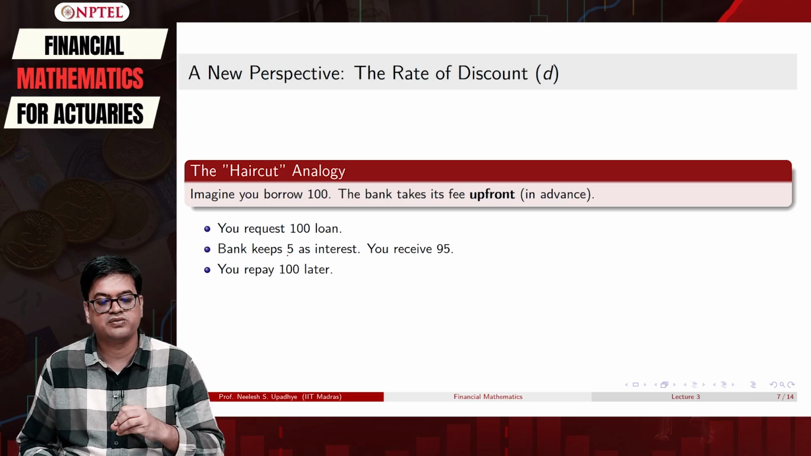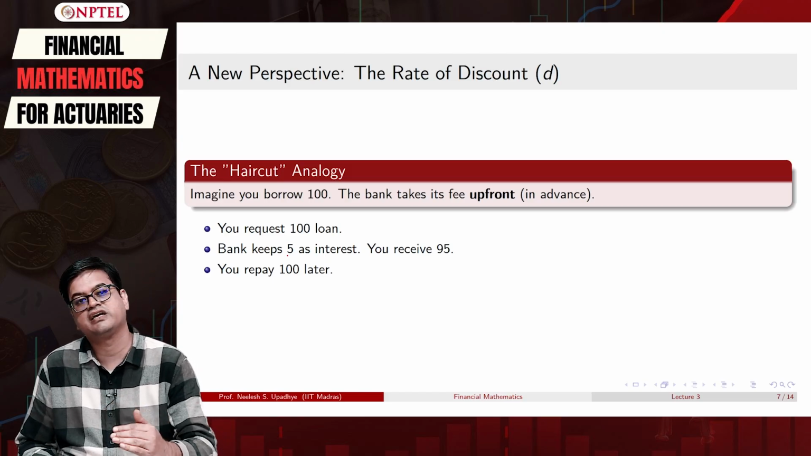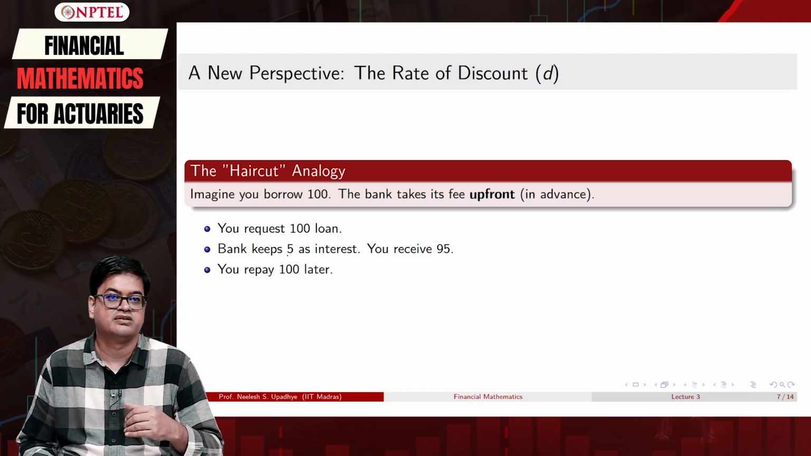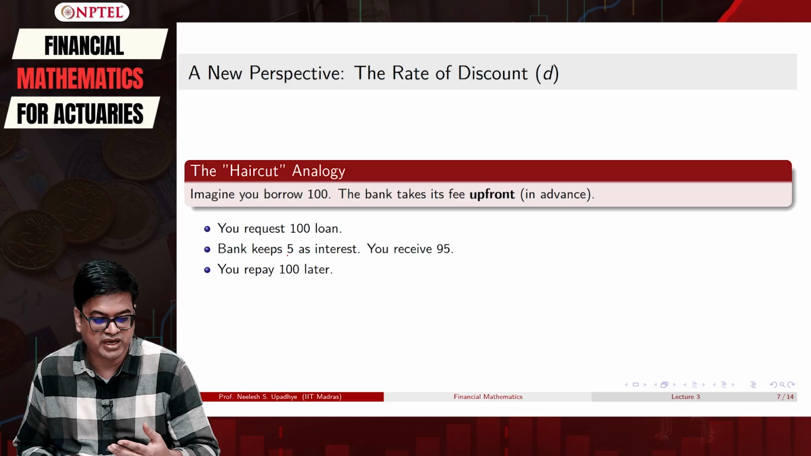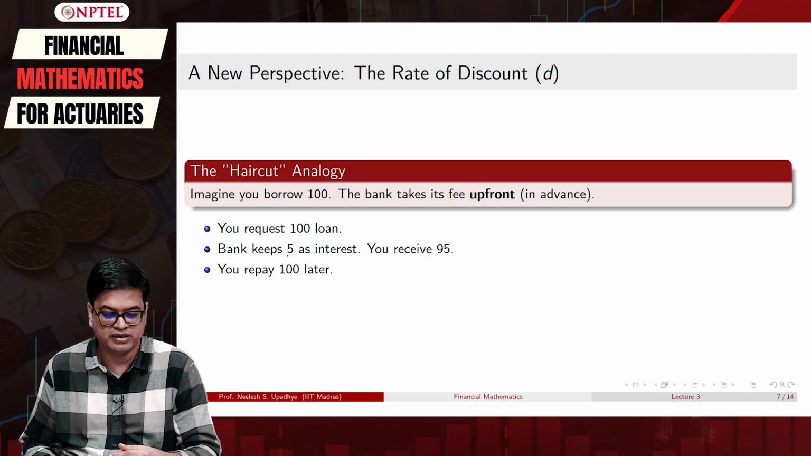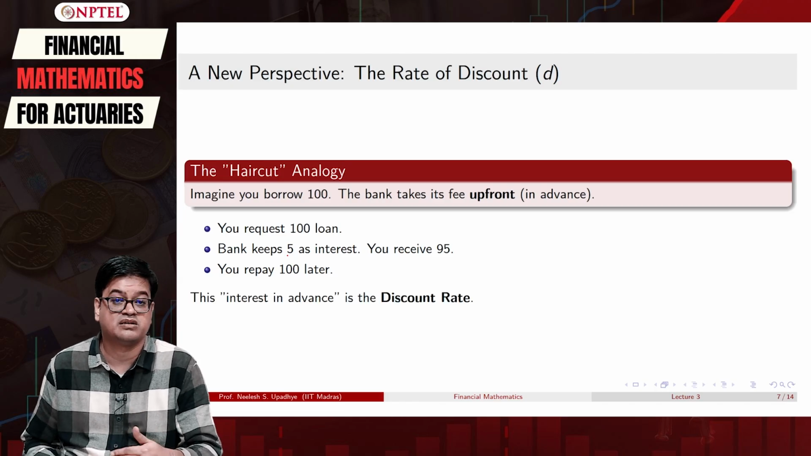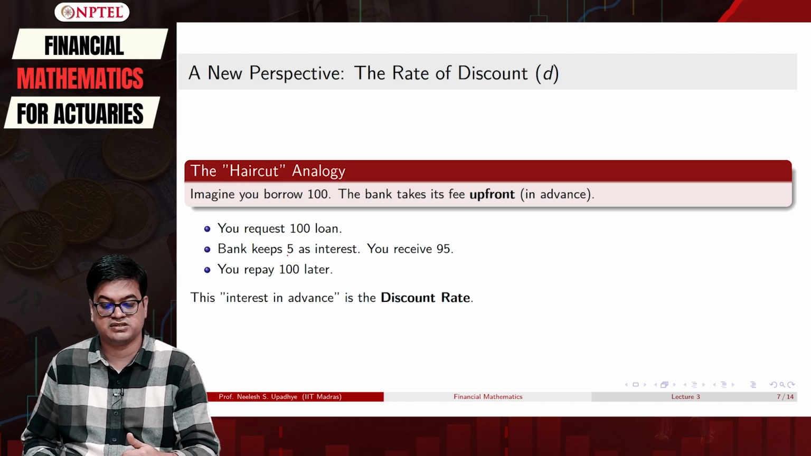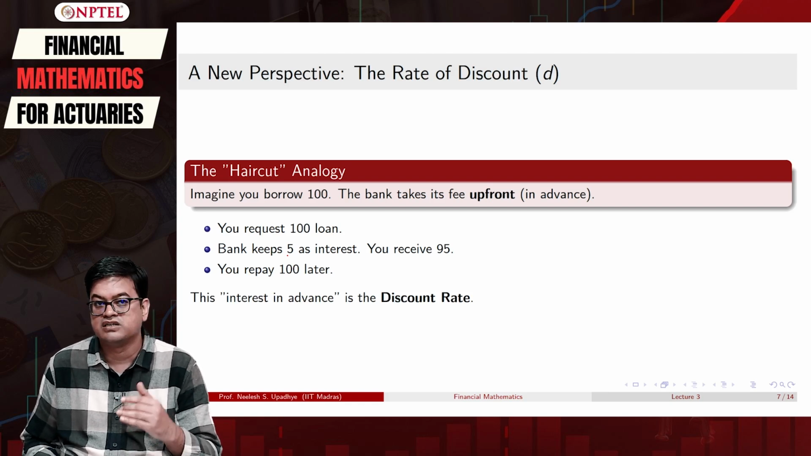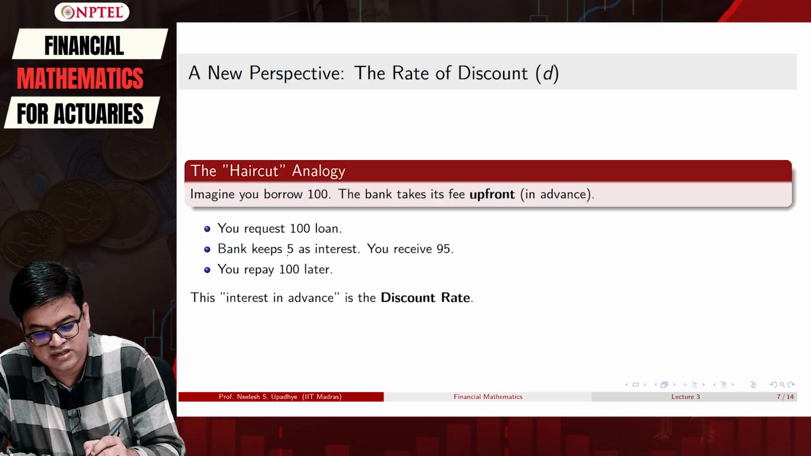Because they want to keep the interest with them. Okay. So they are taking the interest upfront, and then when you repay the loan, you are essentially paying 100 later, right? So this is the interest that the bank has taken in advance, and this interest rate is called the discount rate. Okay, so let us contrast this with what we have studied earlier.